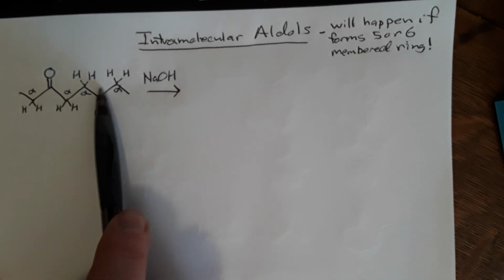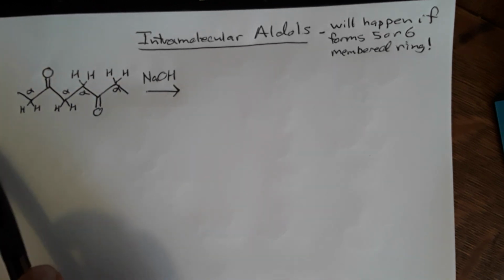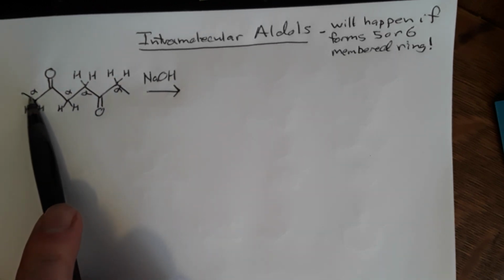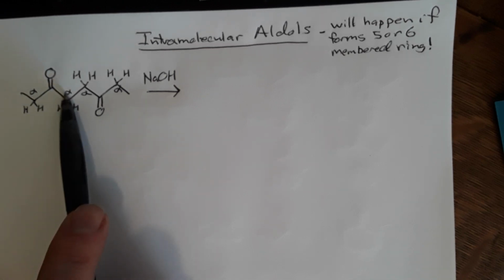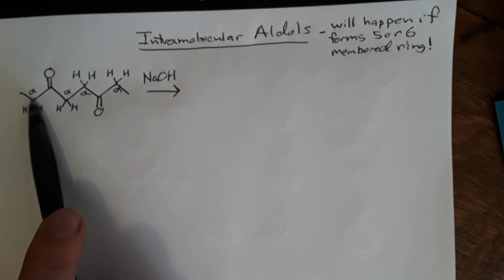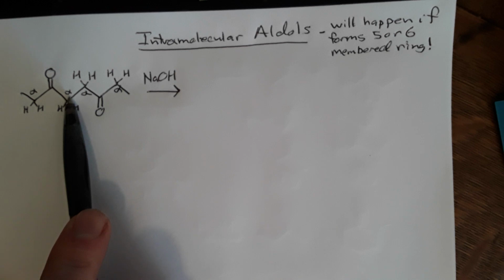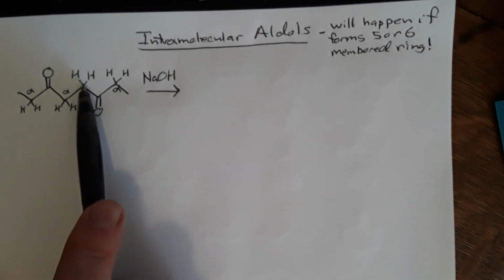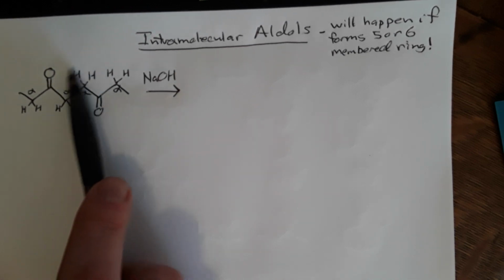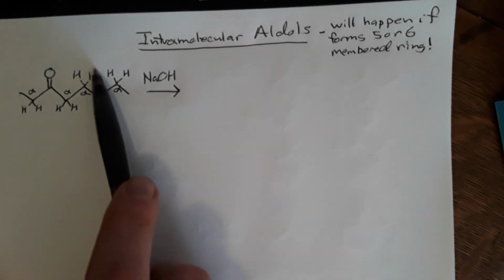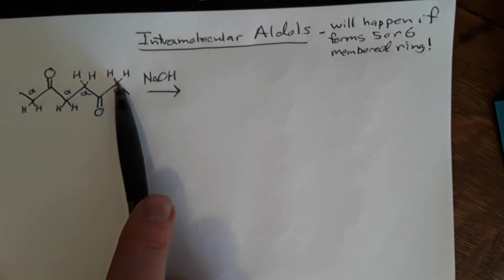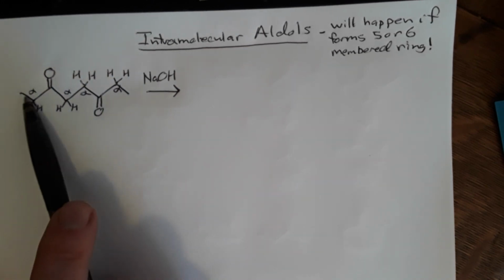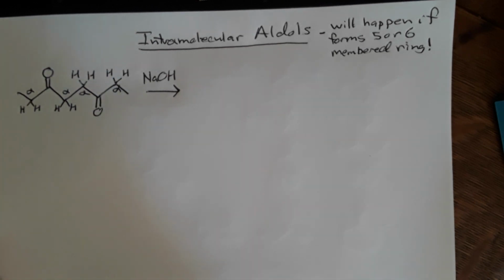It's actually symmetrical, ethyl group on this end, ethyl on that end. We have two different kinds of alpha hydrogens, the ones that are on the ethyl group and the ones that are in the middle of the chain. All these four hydrogens are identical alpha hydrogens, and then these four out here are identical alpha hydrogens.